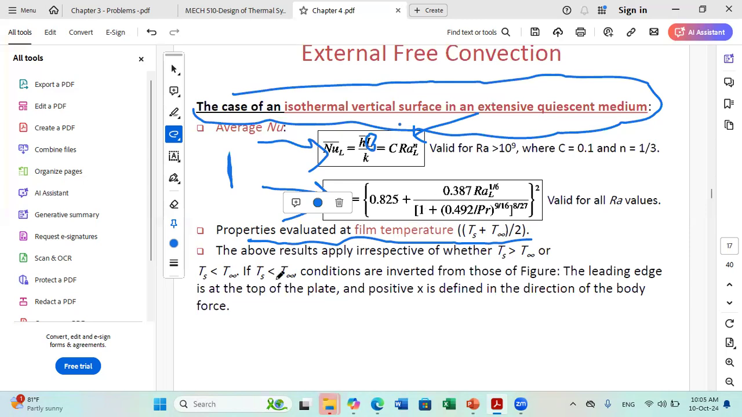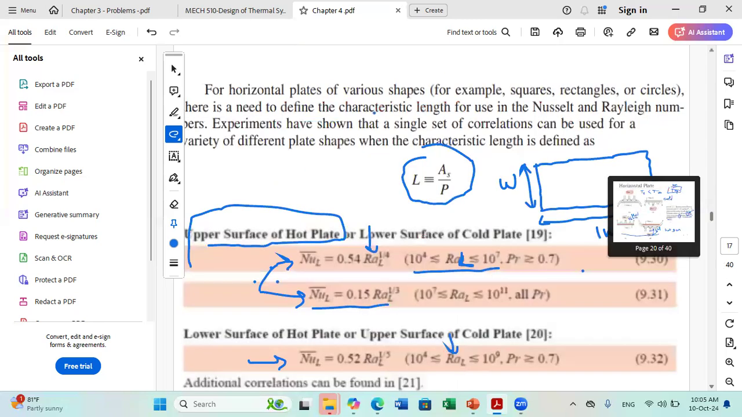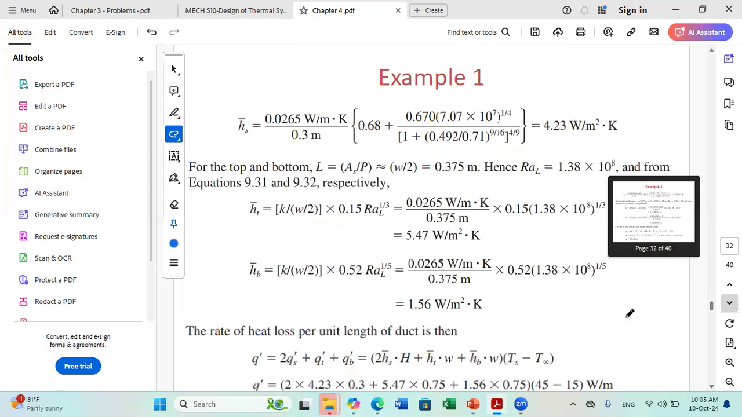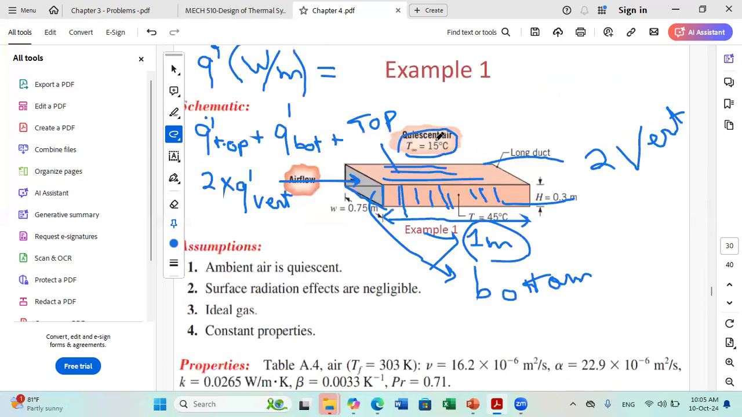So according to our slides, for both the vertical and horizontal cases, the reference temperature is the film temperature, which is Ts plus T infinity over 2. Okay, so in our case, the surface temperature is 45 and the ambient temperature is 15. So we take the average, which is 30 degrees. So now I get T film. This is called the film temperature. It's 30 degrees. So I need to evaluate all the properties of my fluid at 30.